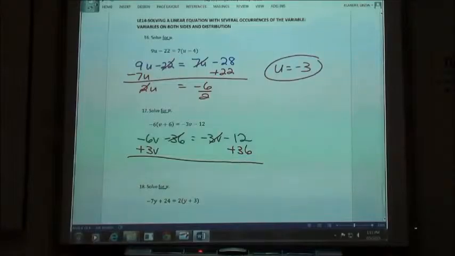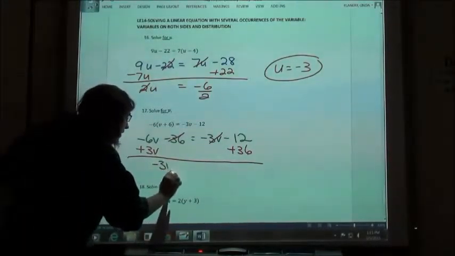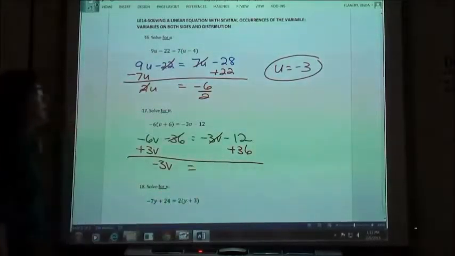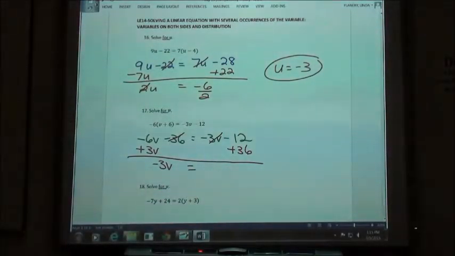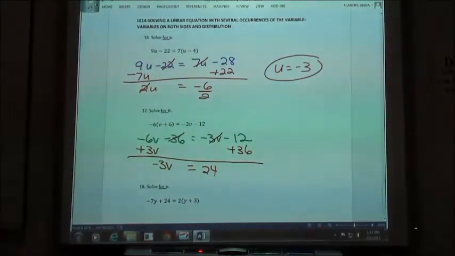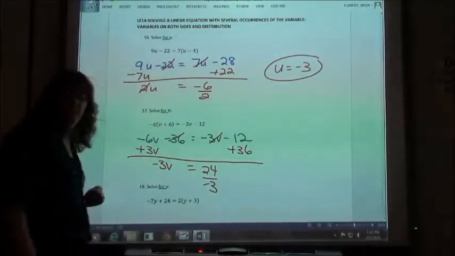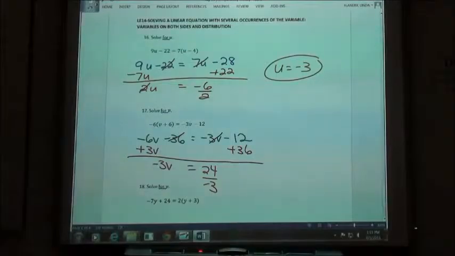Negative 6 plus 3 is negative 3. So negative 3v equals negative 12 plus 36 is 24. Then my last step, v is going to equal negative 8 because I'm going to take 24 divided by that negative 3.